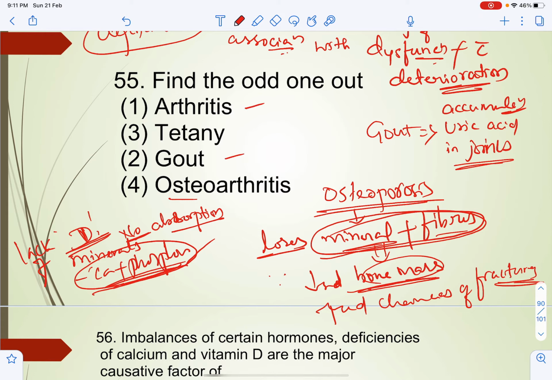Arthritis, gout and osteoarthritis all come under the different types of arthritis only, in which there will be inflammation of joints. We can say rheumatoid arthritis, osteoarthritis.